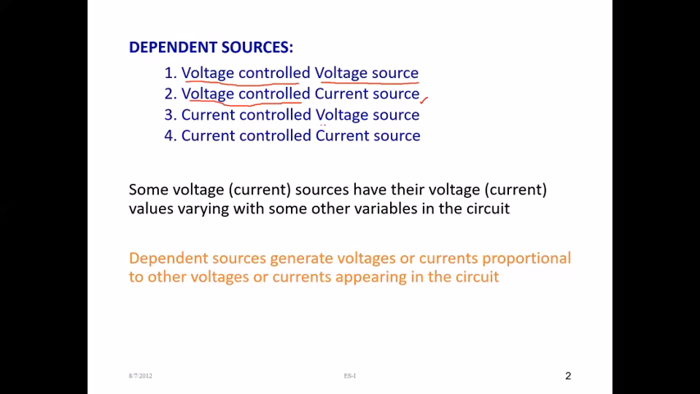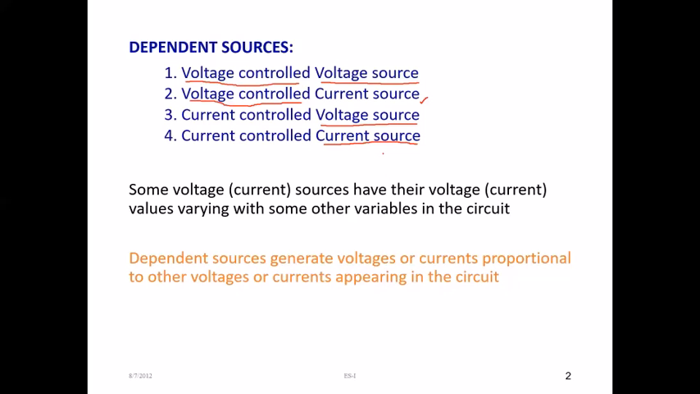Let us take a dependent voltage source, but the voltage across the source depends upon the current flowing through some other branch. Then it is called a current controlled voltage source. In the same way, let us take a dependent current source, but the current in the particular source depends upon the current flowing in some other branch of a circuit. Then it is called a current controlled current source.